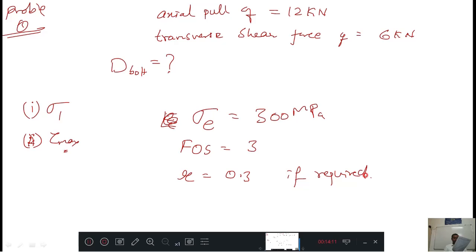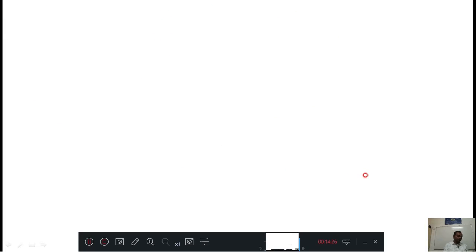Determine the diameter of the bolt by using maximum principal stress theory and maximum shear stress theory. Take elastic limit is 300 MPa, factor of safety 3, and mu equal to 0.3 if required. Okay. Now how to solve this problem? This problem is very simple problem.